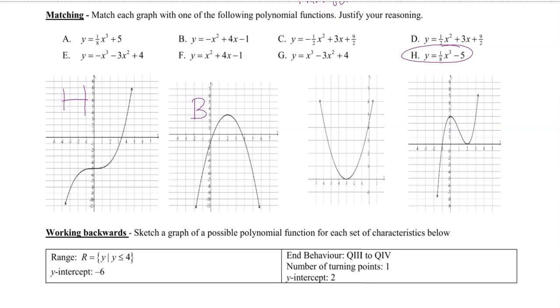C. What kind? Quadratic or cubic? Quadratic. Leading coefficient? Positive. Y-intercept? 4. Okay, you know, y-intercept 4, is that a 4, or? It's like 1 in the middle. Okay, so it's like 4.5, so, there we go.